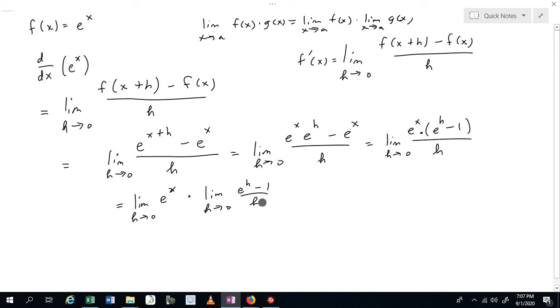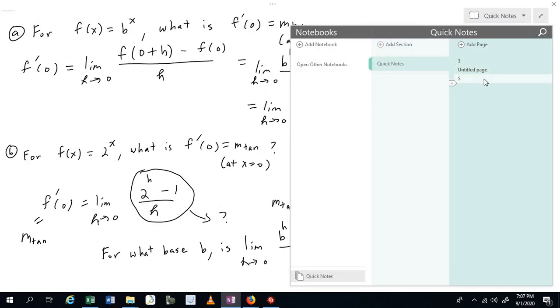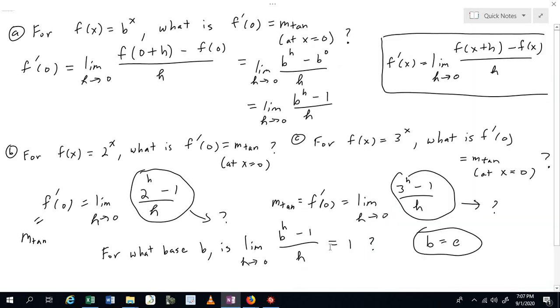Okay, but what's this limit equal to? Well, this limit's equal to 1, right? That's what we just found earlier. We asked this question, right? We posed this question, for what base does this limit equal 1? And the answer we found was this irrational number that we're going to call e. That's when this limit is equal to 1, right? When b is equal to this natural base, e.